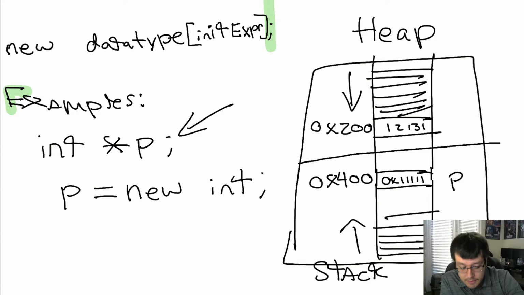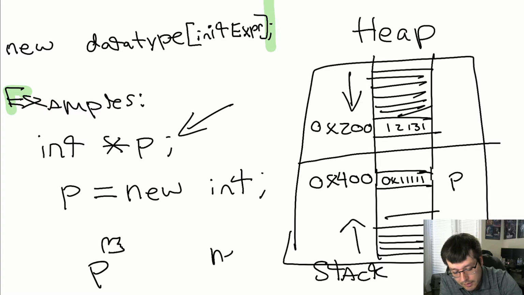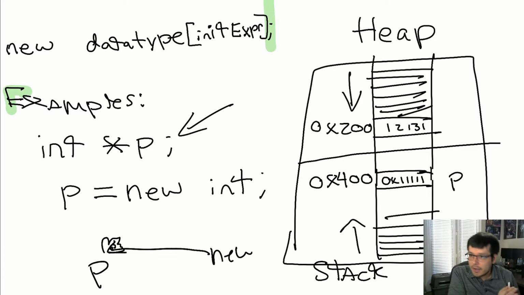You can think of the P as literally like a person with a baseball bat, and the new is like, as soon as you call new, it just throws the address and you catch it. You're like, bam, caught it. Fine. Now I know where it's at. If you don't catch it immediately, it's gone.